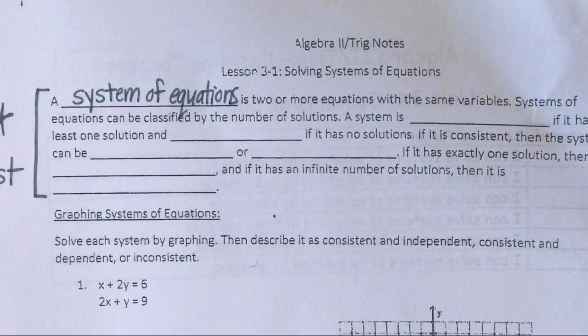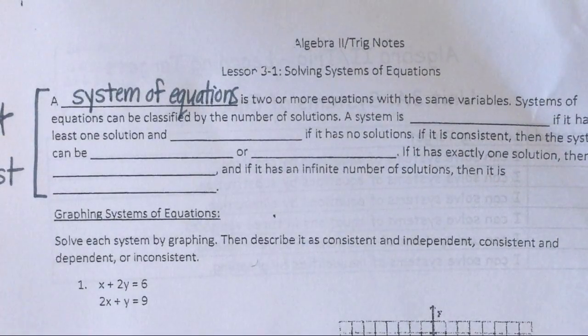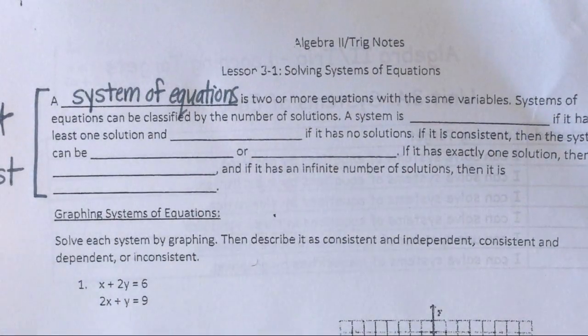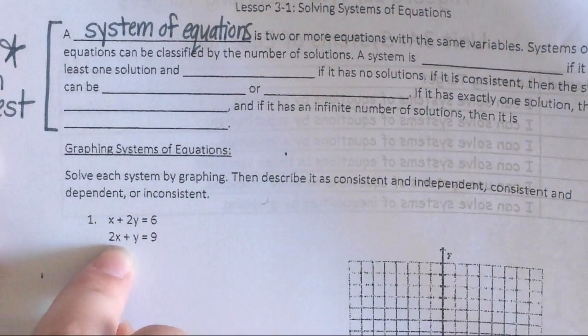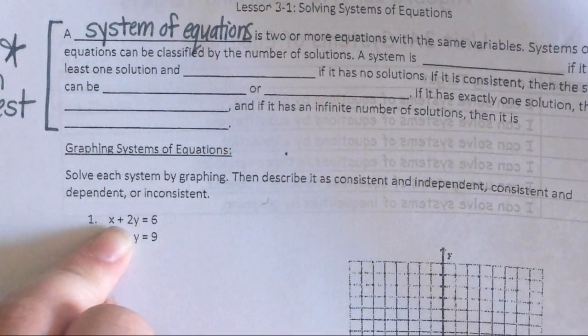Okay, so a system of equations is 2 or more equations with the same variables. So if we look at problem 1, they have x's, they have y's. They have x's, they have y's. They have to have the same variables or we can't solve the problem.